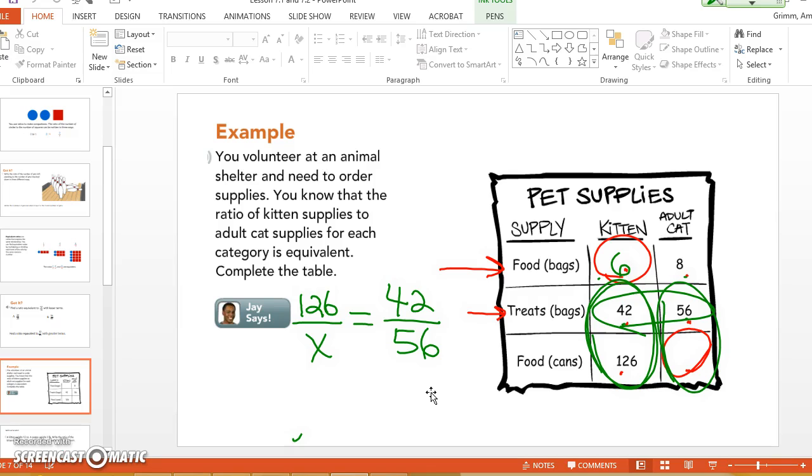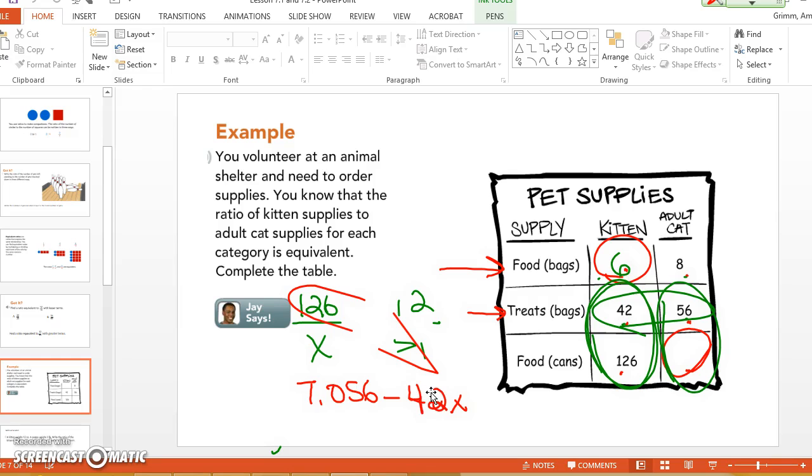You want to crisscross it? Okay, so can you guys help me with the calculations? So what is 56 times 126? Oh, it's going to be pretty big. 7,056?